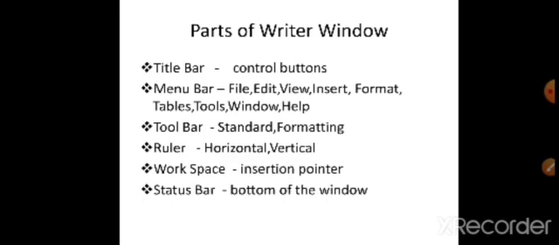The menu bar is just below the title bar, which contains various menus like file, edit, view, insert, format, tables, tools, window and help. In the file menu, what options are available? New, open, close, save as, print, export, etc. In the edit menu, what options are available? Cut, copy, paste, undo, redo.